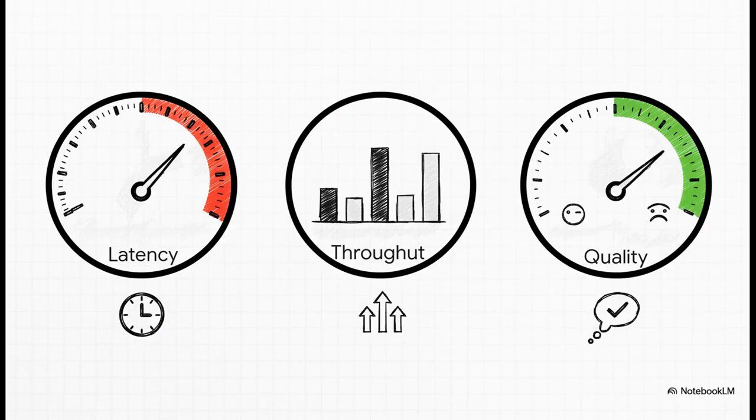The absolute best way to think about this is like a health dashboard for your application. You've got these three main dials: latency, throughput, and quality. And here's the tricky part. When you turn one dial up, another one often goes down. For instance, if you swap in a massive, super smart model to boost your quality, you can bet your latency dial is going to swing deep into the red. The goal isn't to max out any single dial. It's to keep all three of them in that healthy green zone.